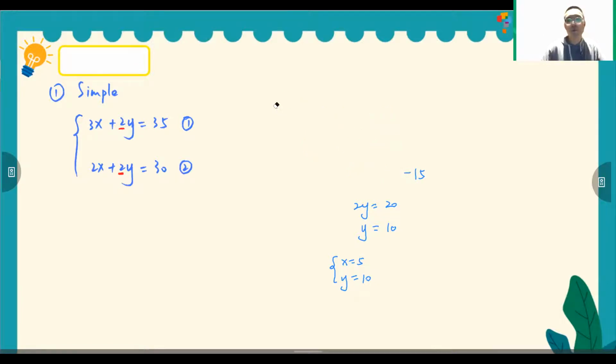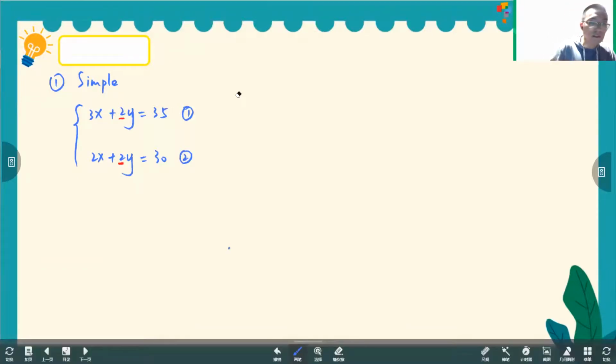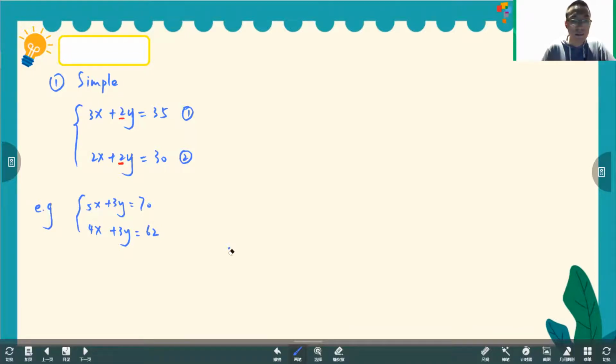So I have two practice questions. I have one practice question for this one, just so you can have a think, have a try. Say I have 5x plus 3y equals 70, and 4x plus 3y equals 62. So this is an example. Everyone can pull out your pen and paper. I'll give you 3 to 5 minutes, and you can type your answer in the chat box. Meanwhile, I will complete the steps over here.